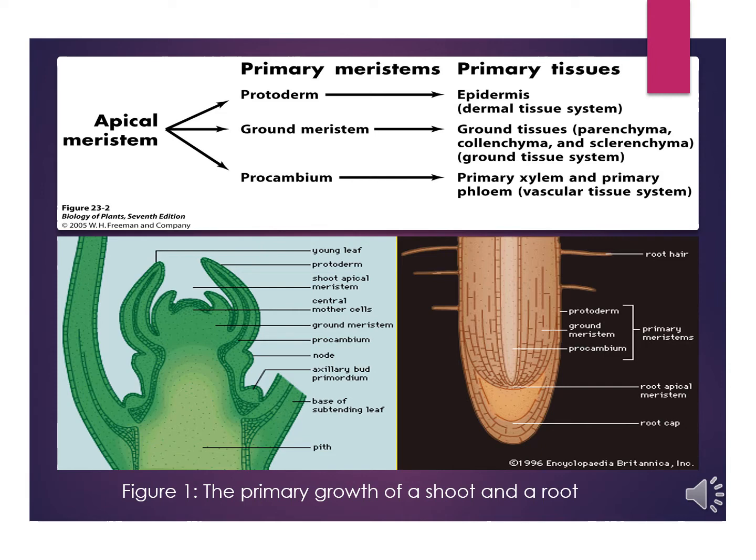The image below shows the primary growth that happens in a shoot and in a root. Let's see the right picture. The protoderm, the ground meristem, and the procambium are the primary meristems that later will specialize into certain cells. There is a root cap at the bottom. This root cap functions to protect the root apical meristem when the root pushes through the harsh soil during primary growth.